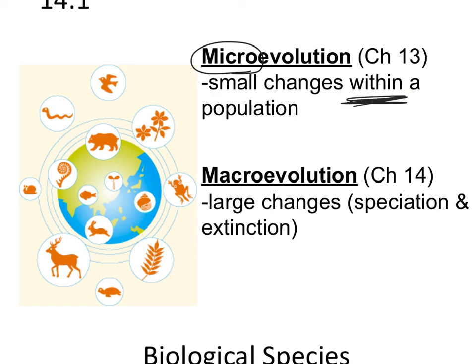Macroevolution will be new in this chapter. Macro means big, a big change, and those big changes are speciation and extinction. We'll get into those in the future, meaning in part 2 of the notes. But speciation is the formation of a brand new species, and you guys are familiar, extinction is the idea that an entire species dies off.